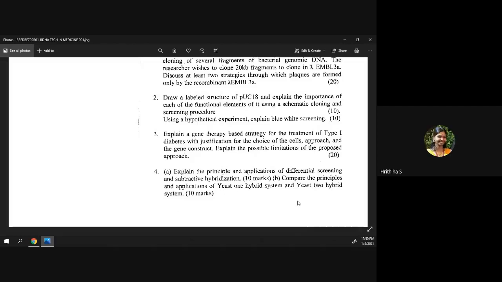Yeah, determine the interaction of protein with the DNA. That's right. Why is it called one hybrid system? Anybody?